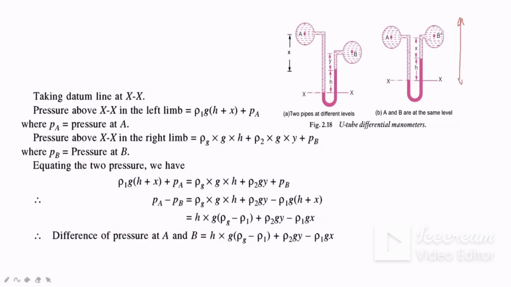So tell me, first the pressure will be what? PB. So PB is there. Next, after PB, what comes? This liquid has come up to here. So what is the depth of that liquid? It is x. So it is rho 1 g x, correct, plus this mercury, the heavy liquid, what is that? Density is rho g into h into g, plus PB, correct?